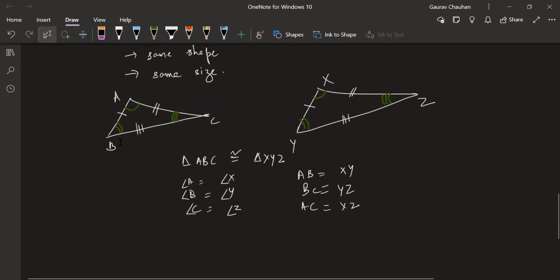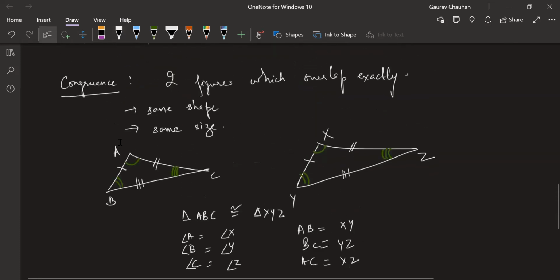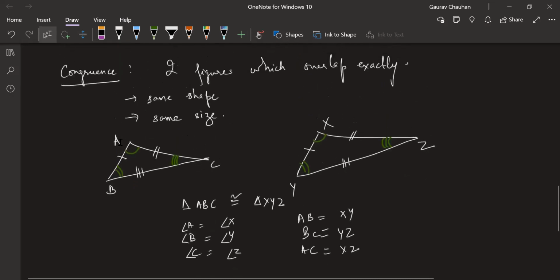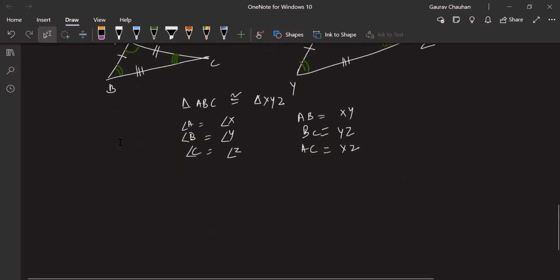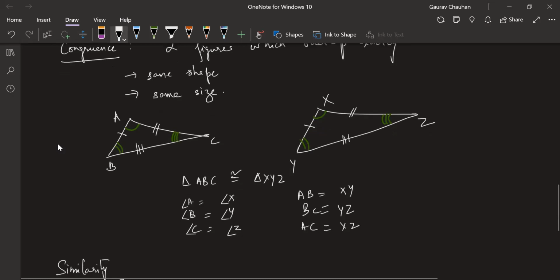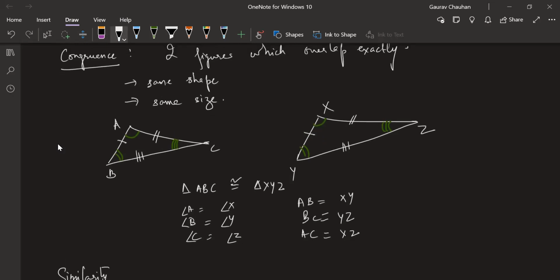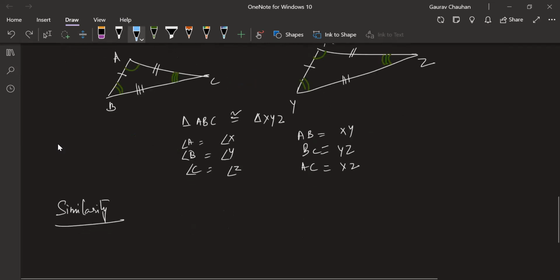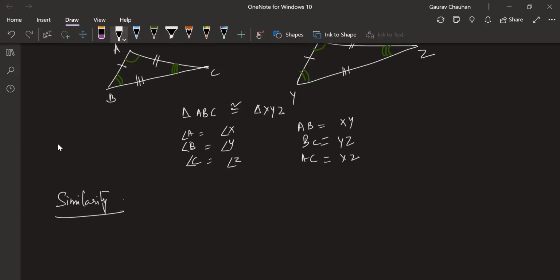But there's another closely related concept to congruence, and that's called similarity. By similarity, what we mean is the two figures have the same shape. It meets one of these conditions. They have the same shape, but they don't really have the same size. That's what we mean by similarity. I'm going to go into a few examples right now. Just take a minute to absorb this.